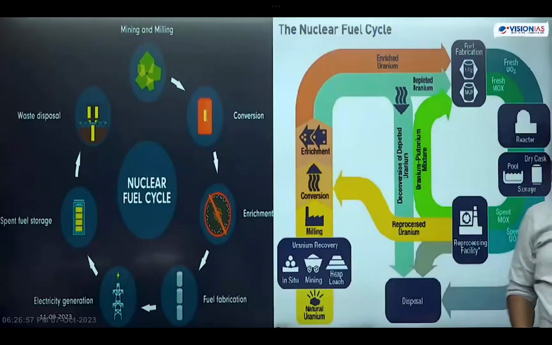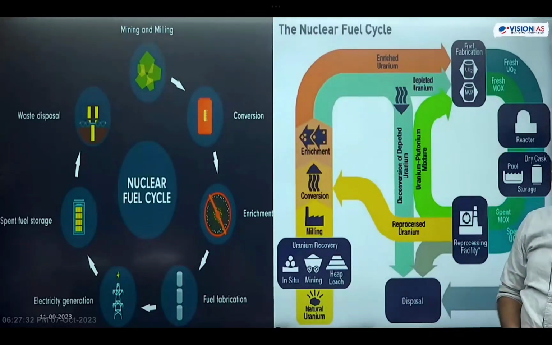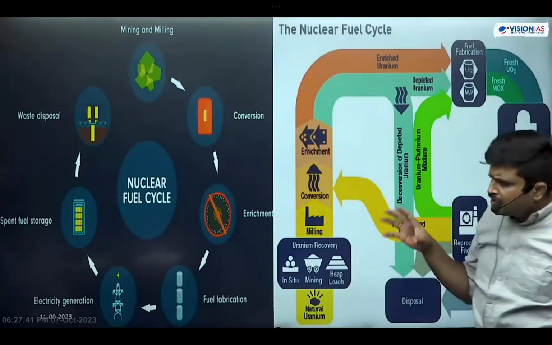First one is mining and milling. After that, it is conversion. After that, it is enrichment. After that, it is fuel fabrication. Next one is electricity generation. Next one is spent fuel and storage. Next one is waste disposal. This is what the nuclear fuel cycle consists of.